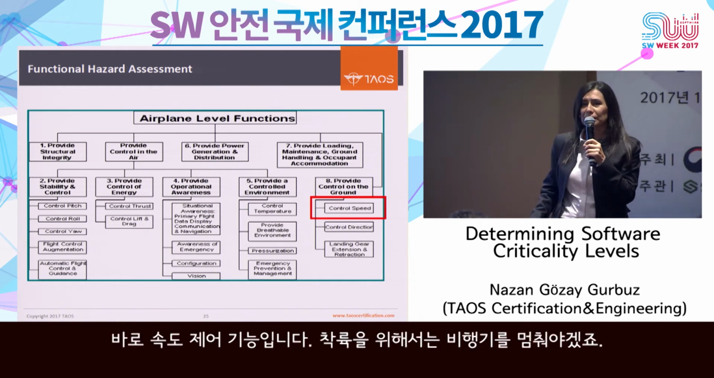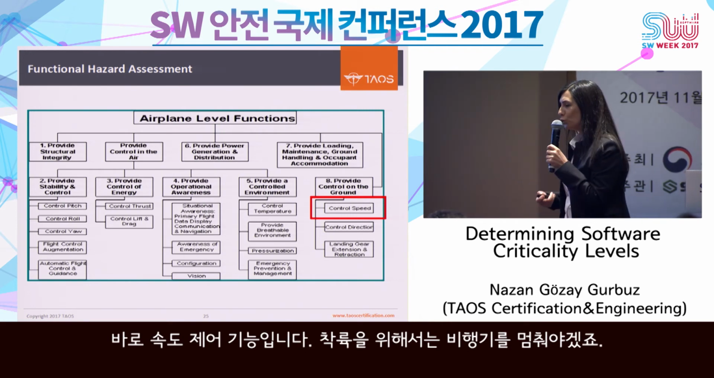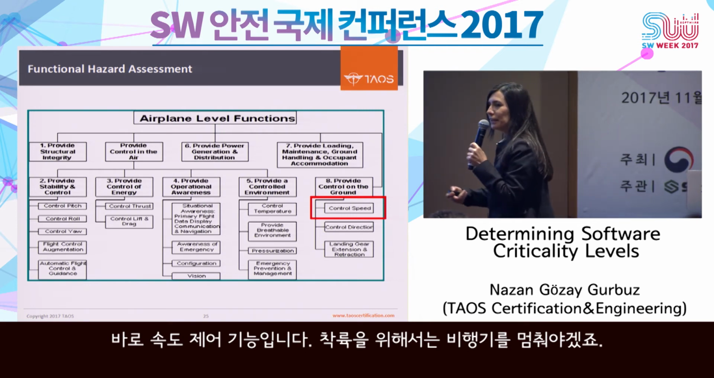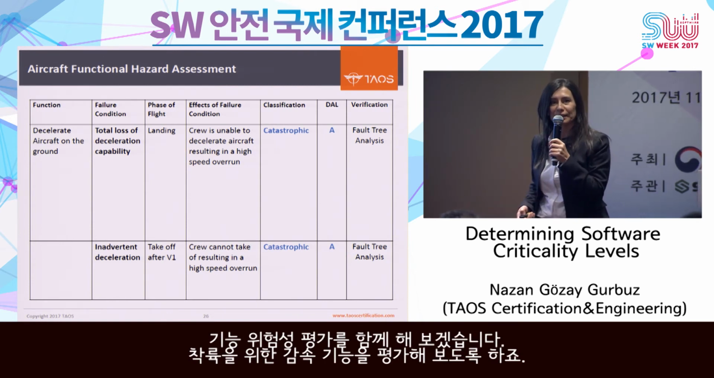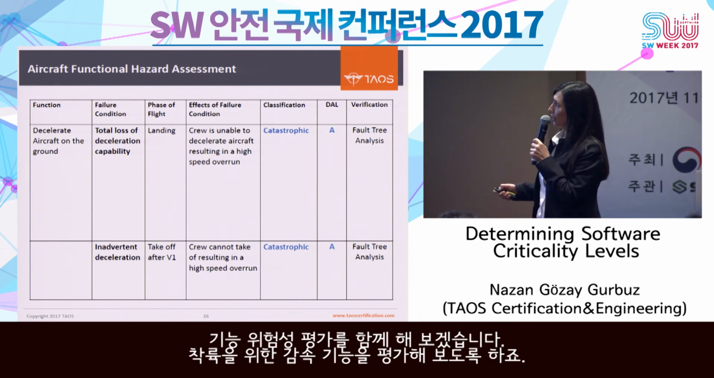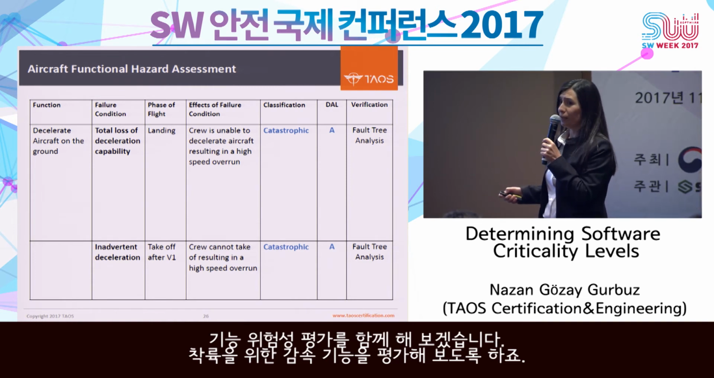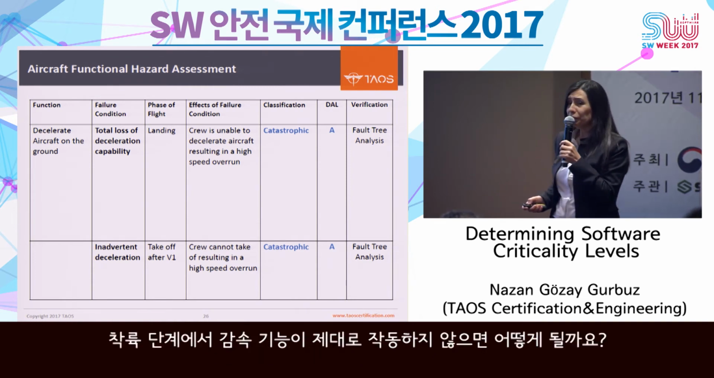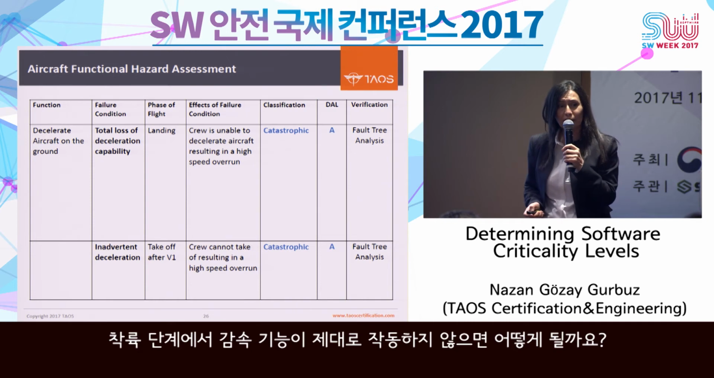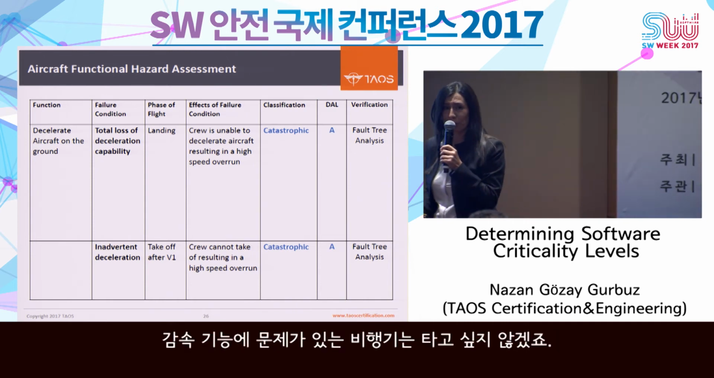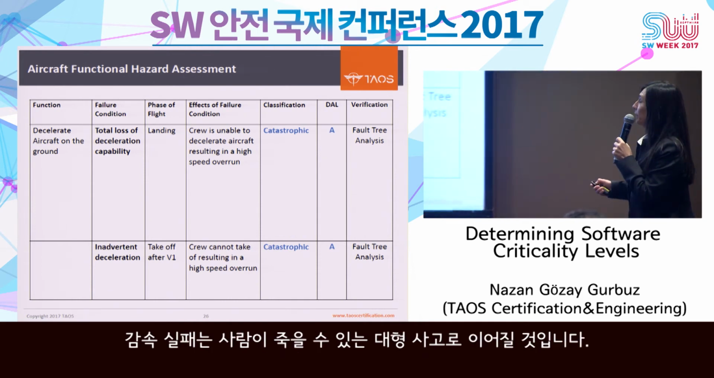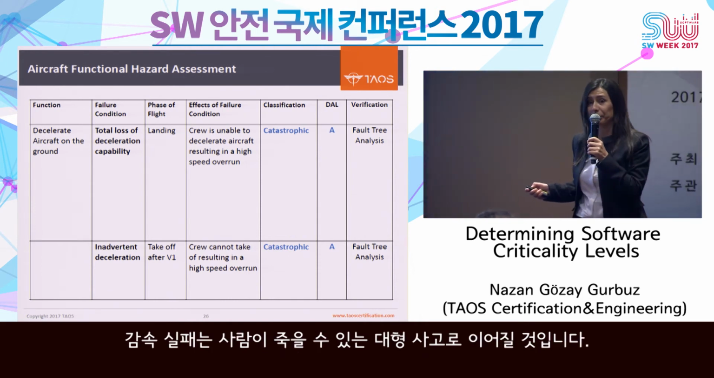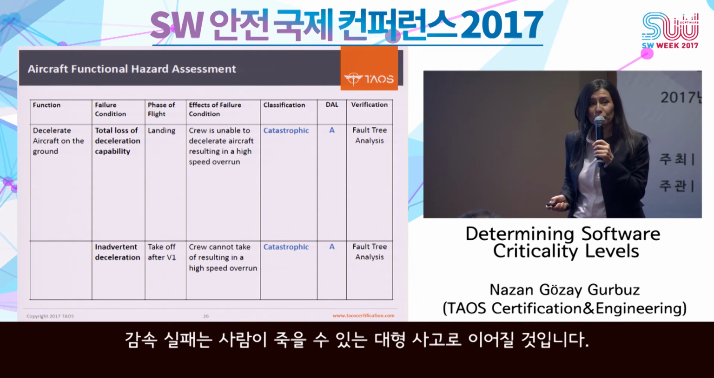One function is to control speed. We need to stop the aircraft when it lands. Let's do the example, functional hazard assessment. Our function is decelerate aircraft on ground. Right? What if we lose that deceleration during the landing phase? You don't want to be on that aeroplane if you lose that function. So it is catastrophic, it kills people because of high-speed overrun.